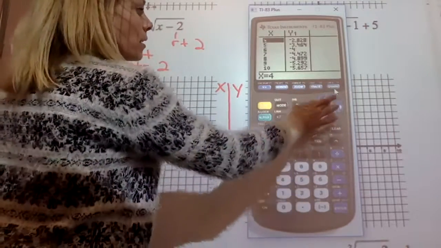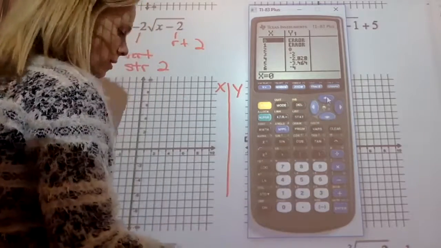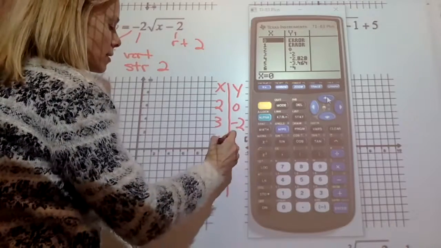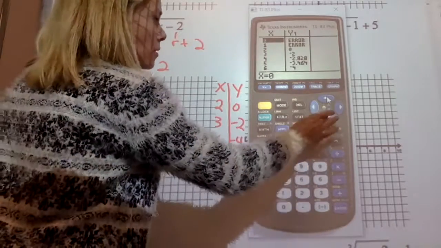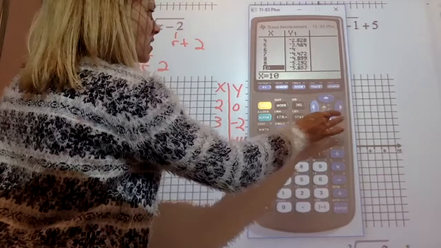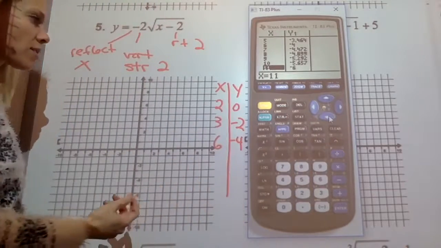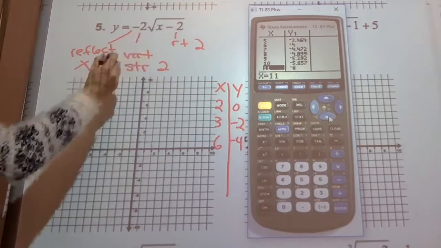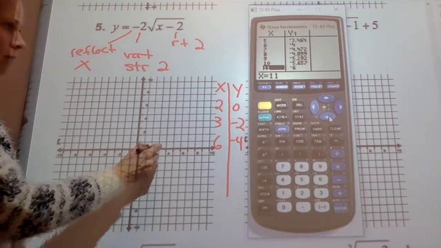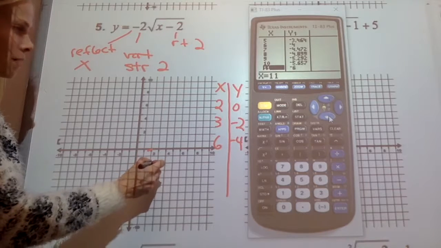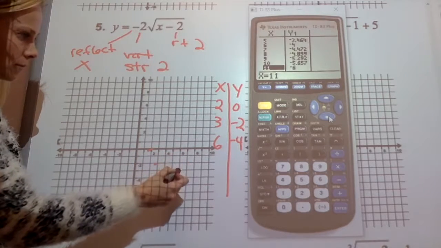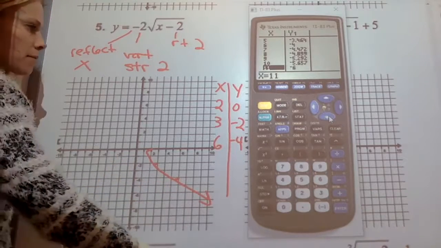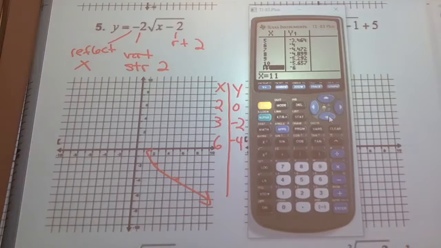Second graph, so let's see, I can do 2, 0, 3, negative 2, 6, negative 4. Anything else in there? 11, but that gets too big. So in this one, we only have 2, and that will happen when you get stretches or compressions. You won't have as many points to graph. And there's your graph.